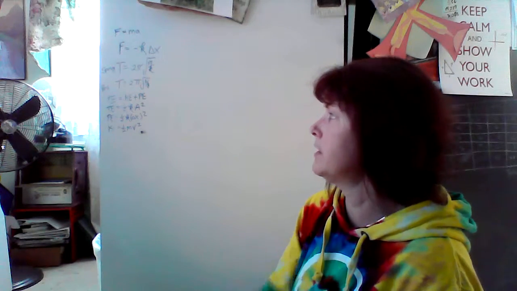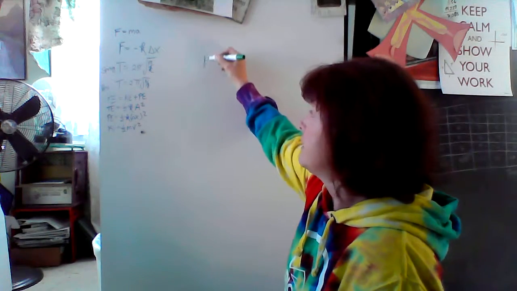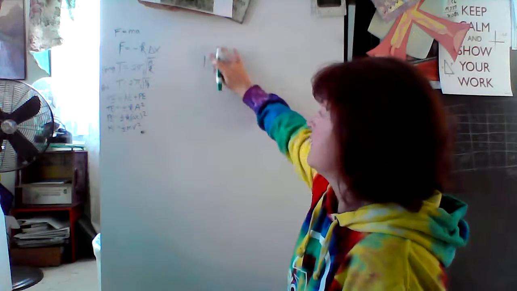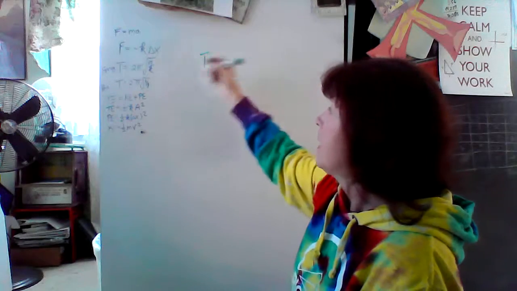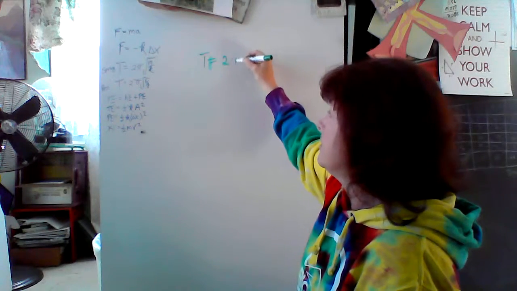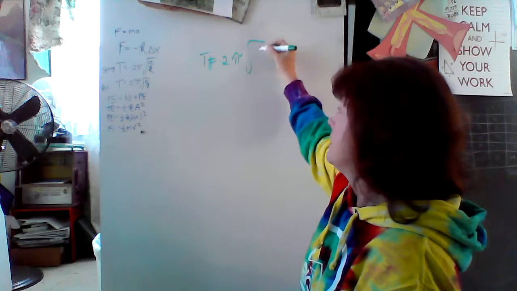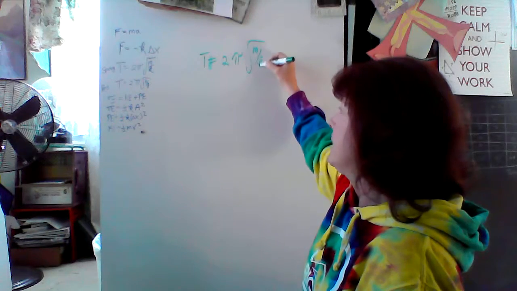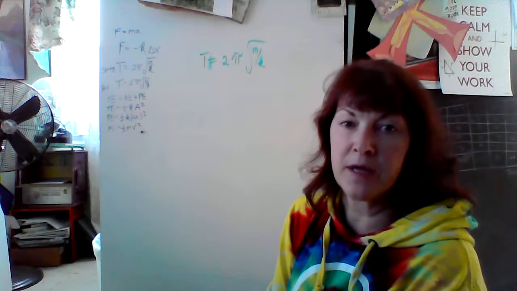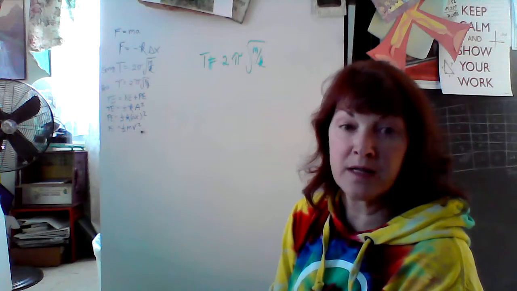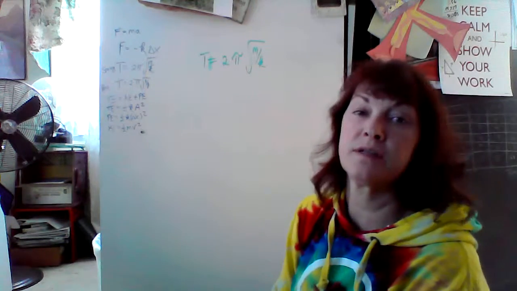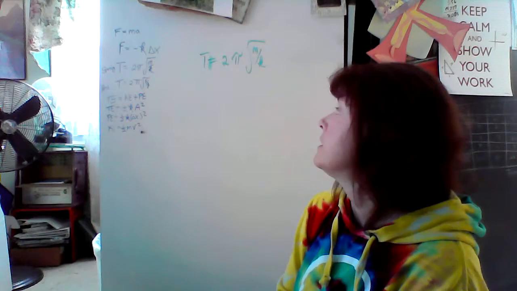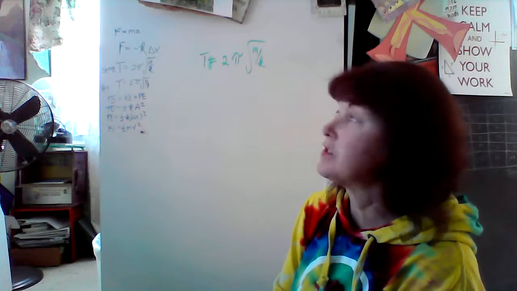And so for our period, we're given this equation: the period of something on a spring is 2 times pi times the square root of its mass divided by its spring constant. Now you notice the spring constant is not negative here because it's not talking about a direction. It's talking about the period, or how much time it takes.